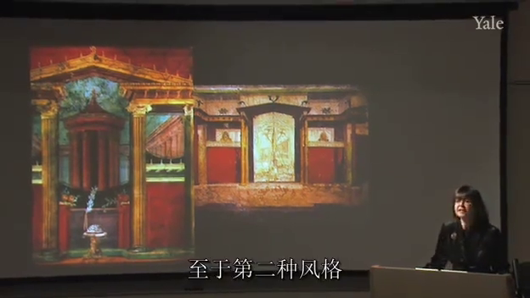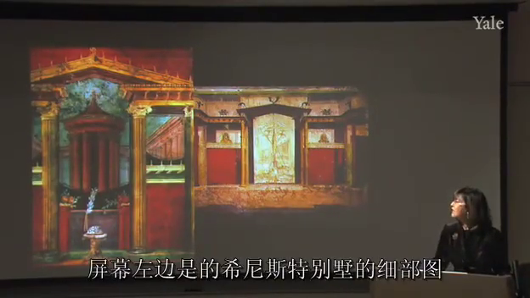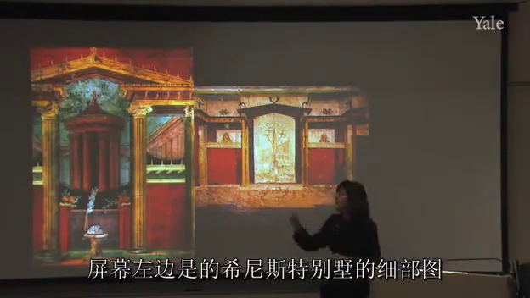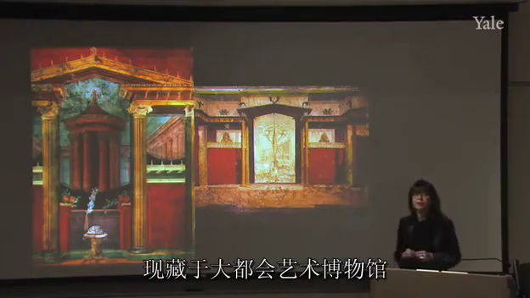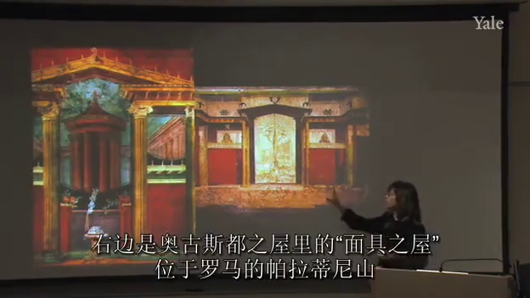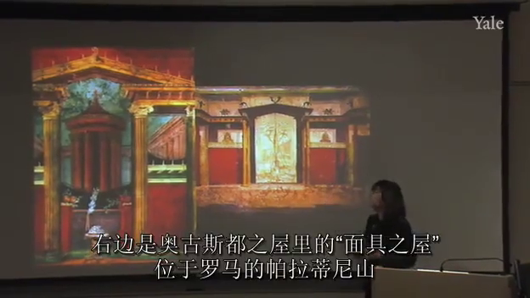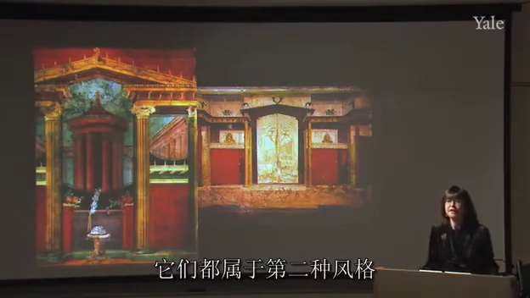And in the case of the 2nd style, and I show you 2 examples again of that here, the detail from the villa of Publius Fannius Senestor on the left-hand side of the screen, now in the Metropolitan Museum of Art, and the House of Augustus, the Room of the Masks, and the House of Augustus on the Palatine Hill in Rome, both examples of 2nd style Roman wall painting.